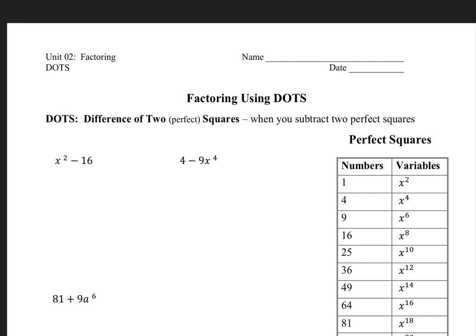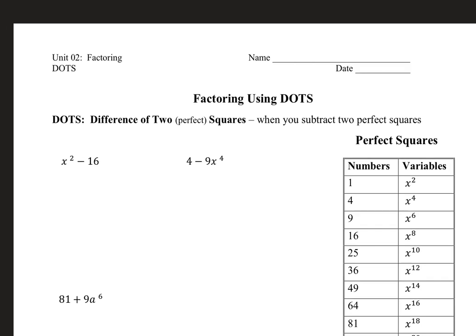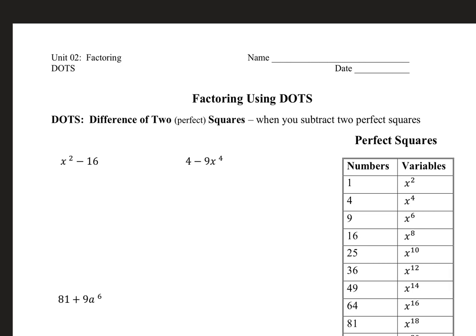Today we're discussing DOTS. We always have some weird acronym for everything that is math here. So we are talking about DOTS. DOTS stands for, the D is difference of two perfect squares. So the "of" is actually the O. So difference of two perfect squares.